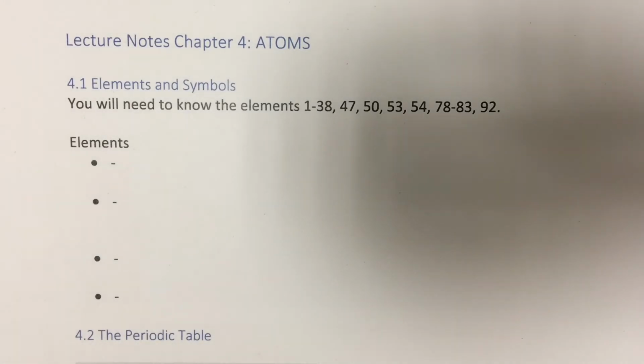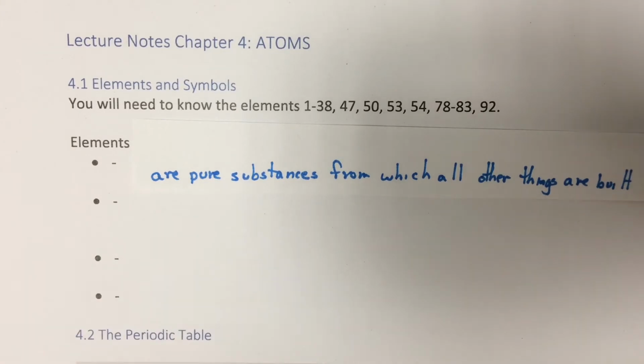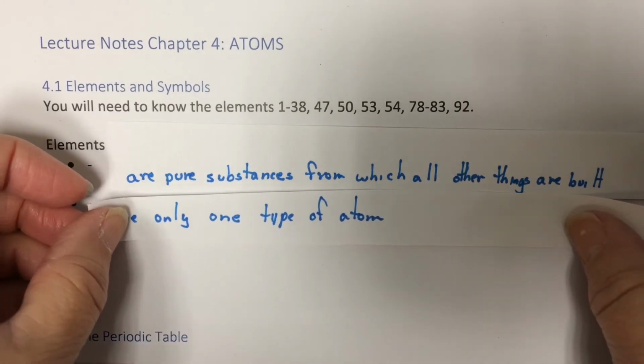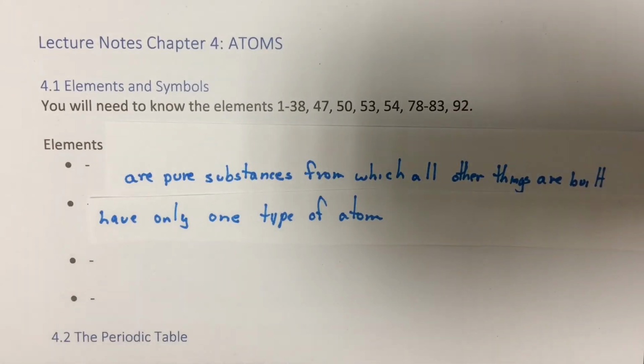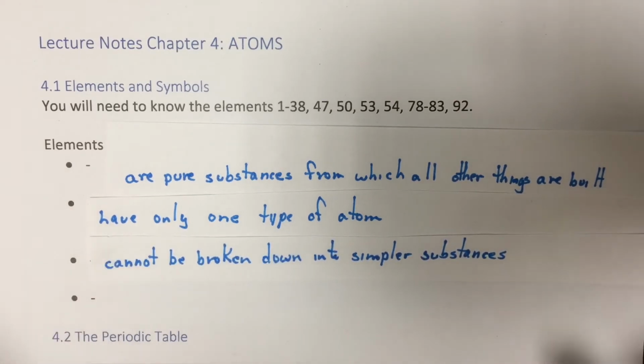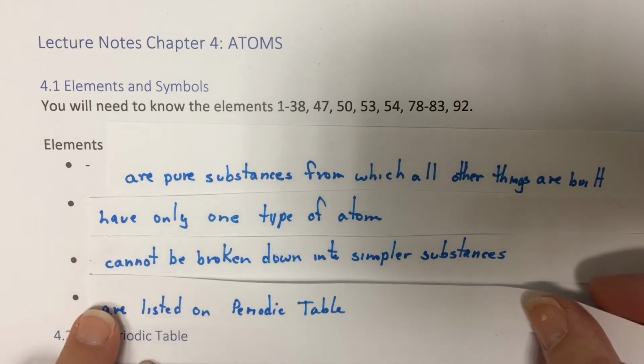Okay, so what is an element? Elements are pure substances from which all other things are built. Make sure that shows. Okay, elements have only one type of atom. Elements cannot be broken down into simpler substances. You can break them into parts, but it's only subatomic parts, protons, neutrons, electrons. And most importantly, elements are listed on the periodic table.